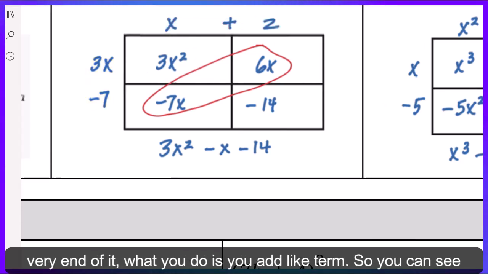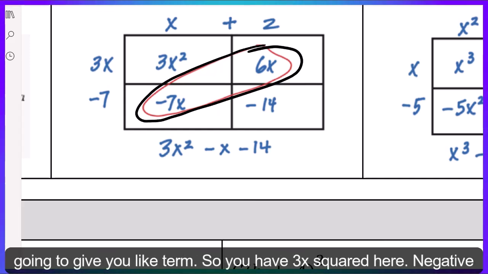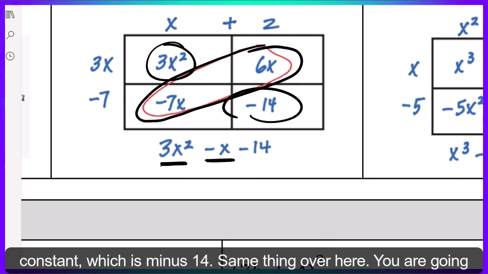And at the very end of it, what you do is you add like terms. So you can see that the diagonal is going to give you like terms. So you have 3x squared here. Negative 7 plus 6 gives you negative 1x. And then to finish it out is your constant, which is minus 14.